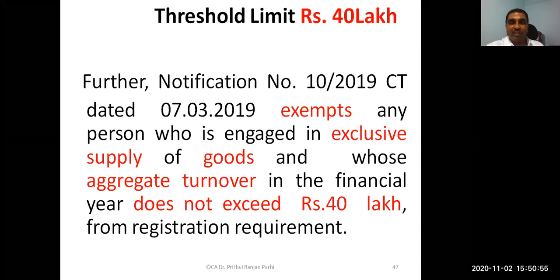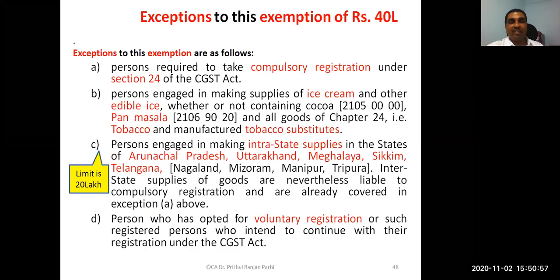Because of this notification, there are now three limits, right? But there are some exceptions to this notification. That means, when I say exceptions to the notification, I mean exceptions to this exemption. Once the notification comes, in those situations the exemption limit is up to 40 lakh rupees. But these are the exceptions which are listed here in this slide, as you can see. They are exceptions to the exemption notification. Means in this case, the limit is either 20 lakh or 10 lakh. The higher limit of 40 lakh is not applicable in this kind of situation.